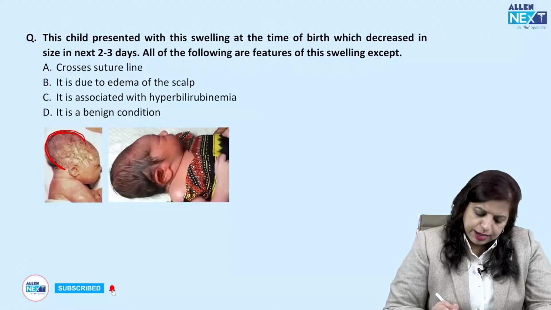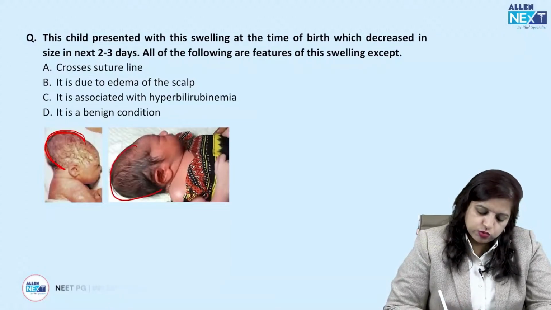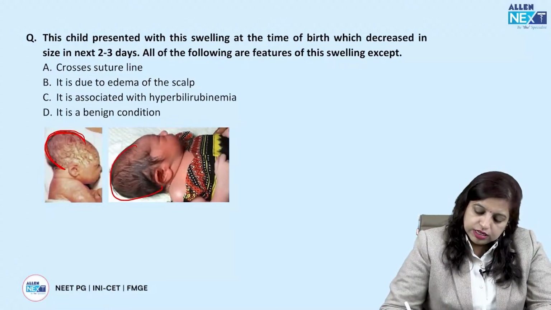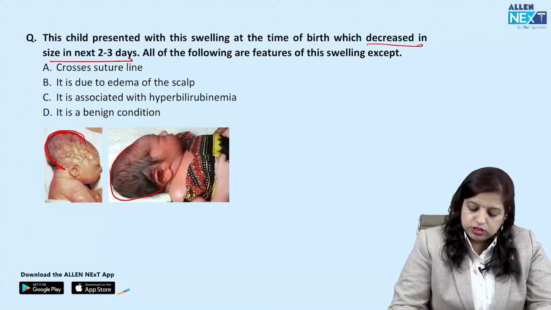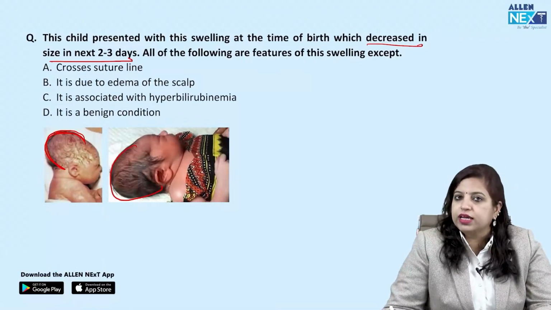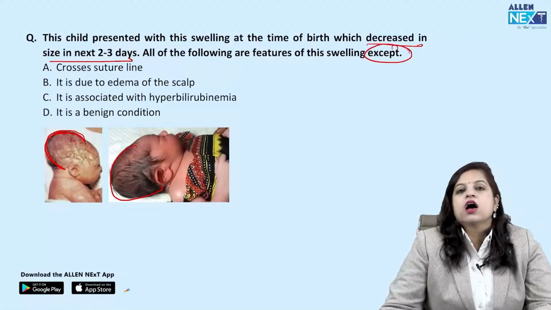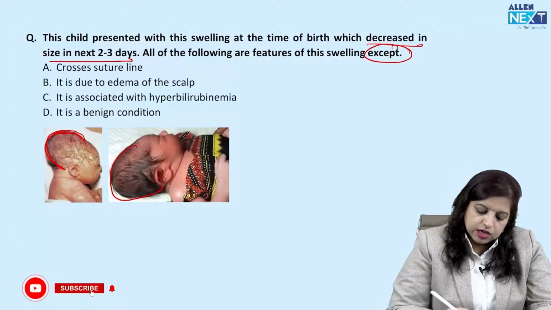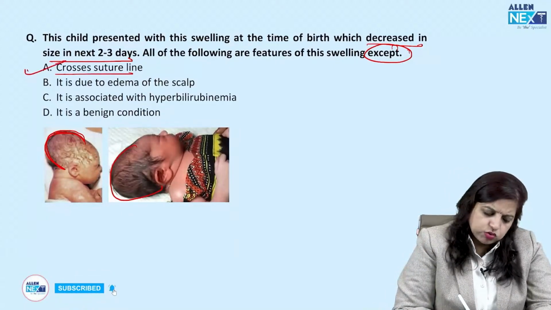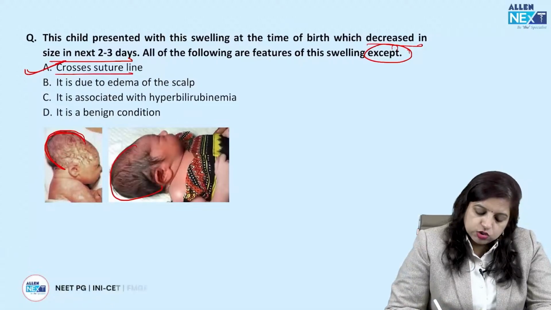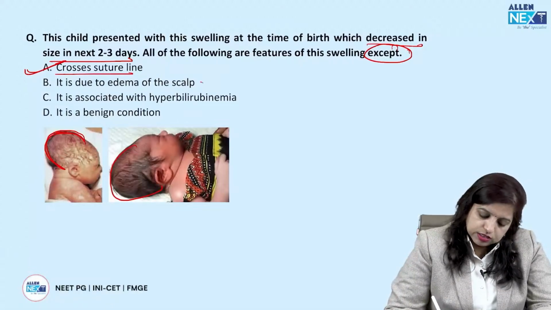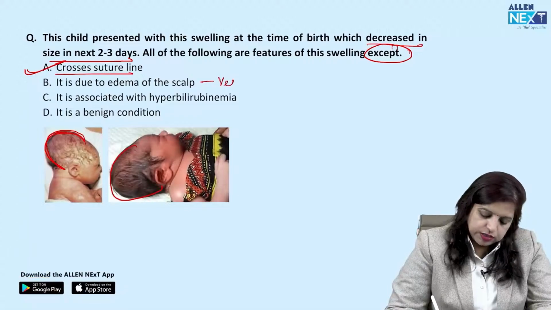But in case of caput succedaneum, it's a diffuse kind of swelling, right? And it decreased in size in the next 2 to 3 days. All the following are features of the swelling except. So that means they are asking us about caput succedaneum. Crosses suture lines, of course, it's a diffuse swelling. It will cross the suture line. It is due to edema of the scalp. The answer is yes, it is because of the edema of the scalp.